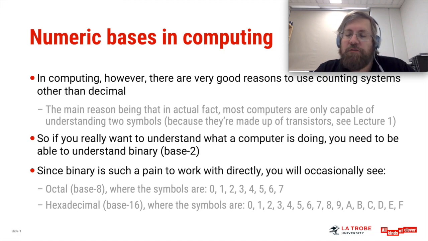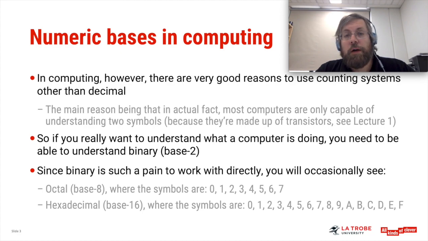So they don't have 10 fingers and 10 toes. They have 1s and 0s. So if you really want to understand what a computer is doing, you need to be able to understand, at least on some level, binary, which is also called base 2, because there are only 2 symbols, 0 and 1. But binary is a real pain to work with directly.